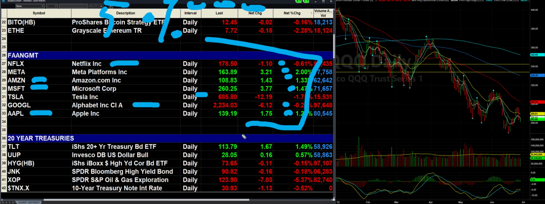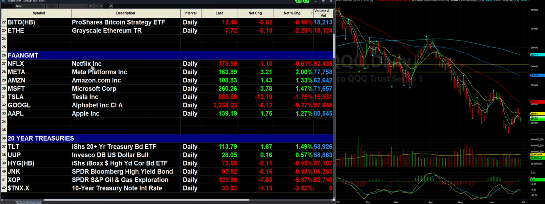So I told you before, if the FANG MTs can't rally, I don't see how the indexes are going to rally. Well, if the FANG MTs don't collapse any further and they hold up, I don't see how the QQQs collapse, because the QQQs track the NASDAQ 100 specifically.